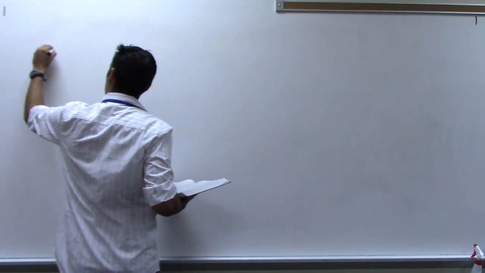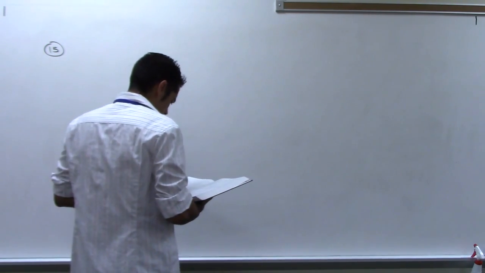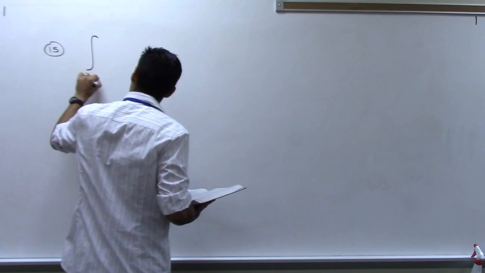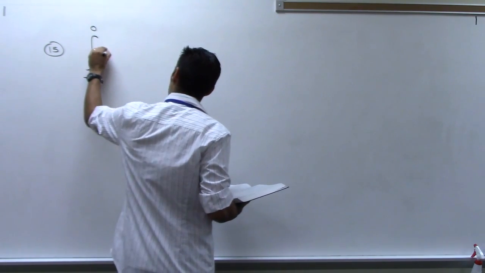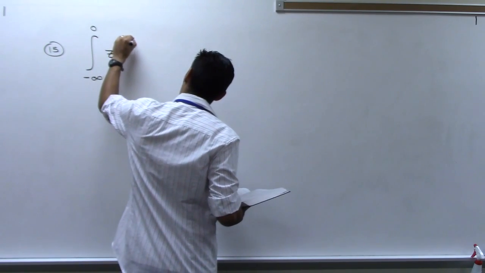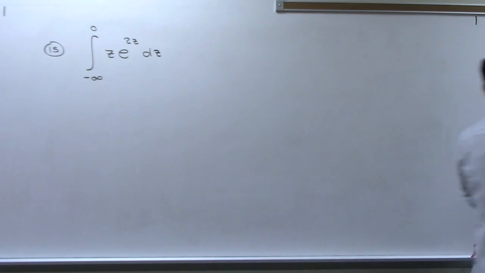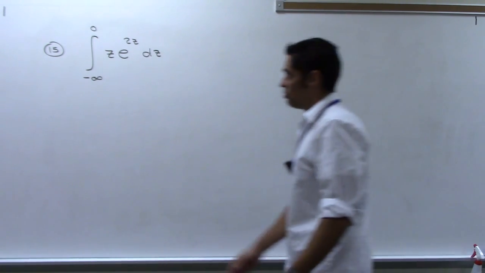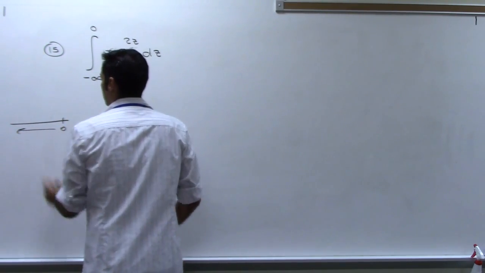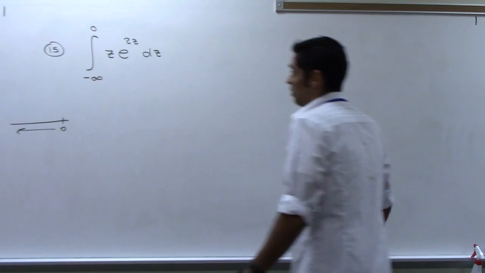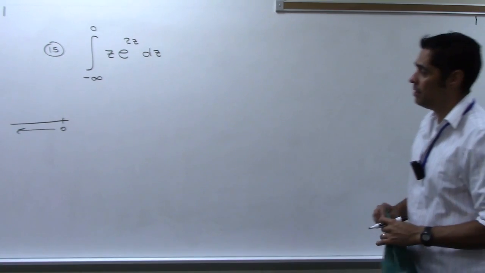Okay, for 15, we have the integral from negative infinity to 0 of z e to the 2z dz. I'm going to start by making sure I don't have any issues. I'm looking from 0 to the left. This function doesn't have any discontinuities, so it should be okay to integrate without any issues.